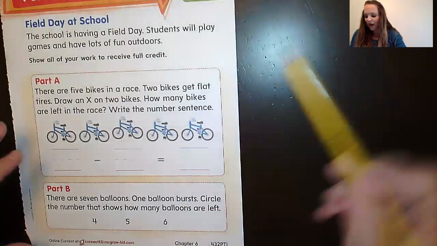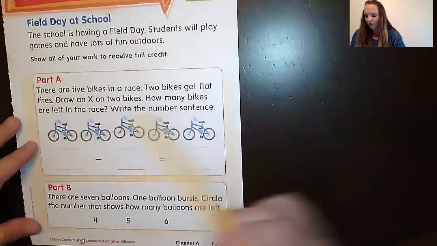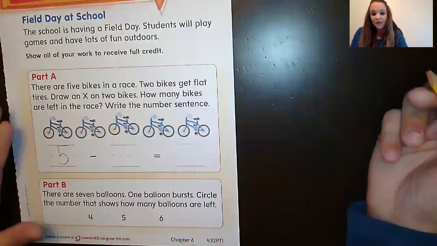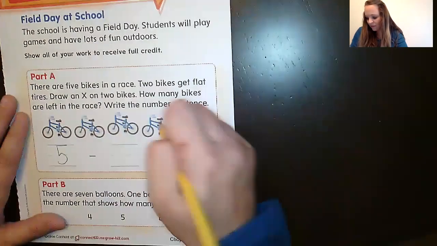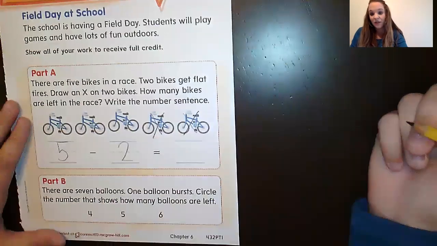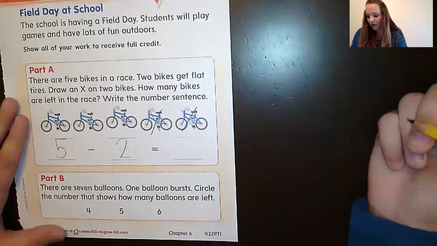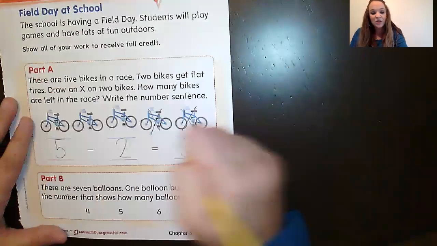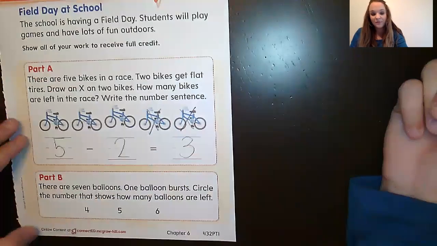Okay, it says there are 5 bikes in a race. 1, 2, 3, 4, 5. 5 bikes in a race. 2 of the bikes get a flat tire. How many bikes are still left in the competition? 1, 2, 3. So you should have 5 minus 2 equals 3.